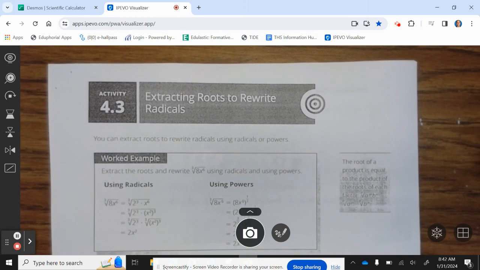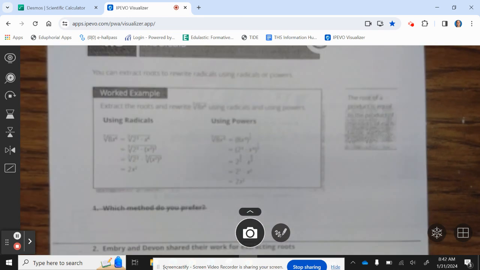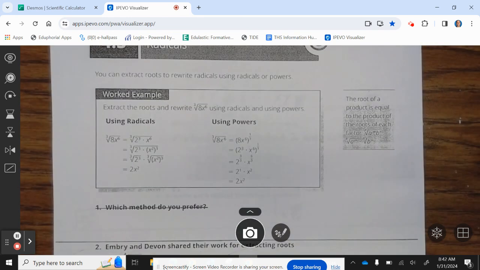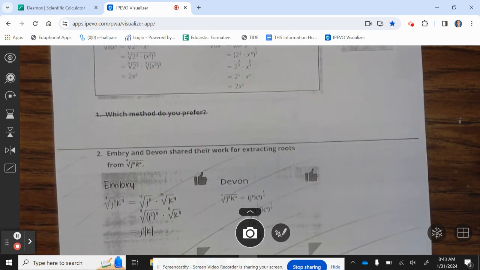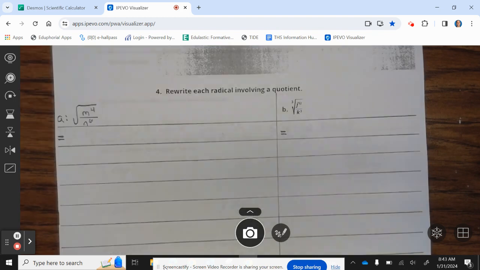Okay, Wildcat. So in activity 4.3, extracting roots to rewrite radicals. You can extract roots to rewrite radicals using radicals or powers. Go ahead and look over the worked example. Go ahead and mark out 1 and 2. Let's take a look at the next page.